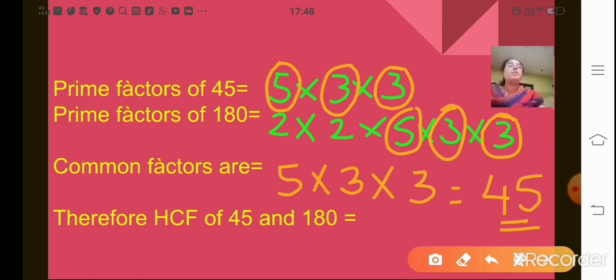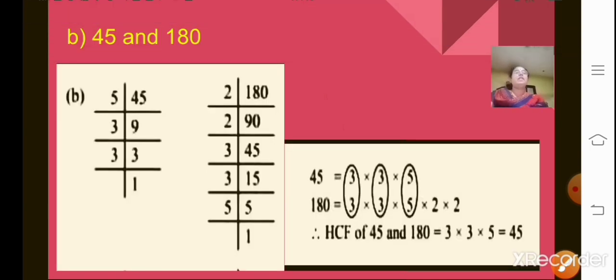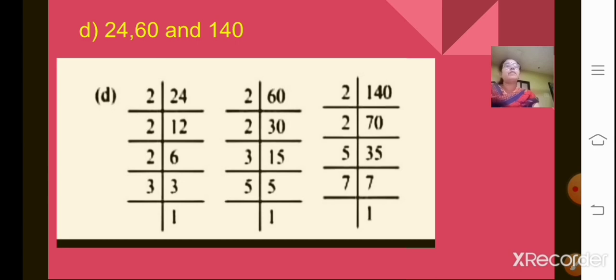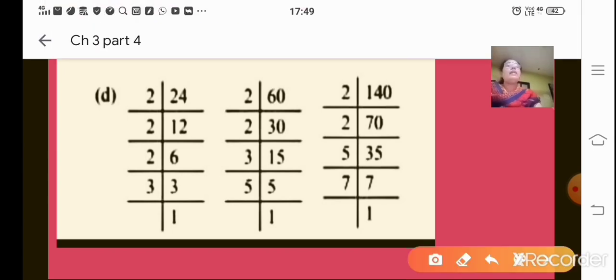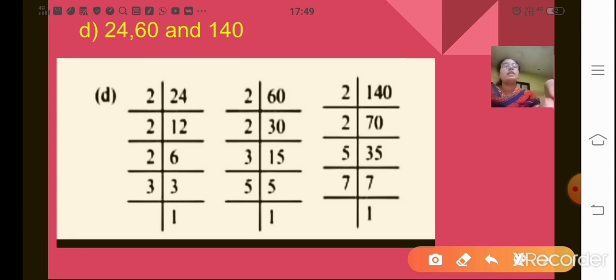Okay, so first you have to find the prime factors of the numbers, and then from those prime factors you take the common factors and multiply them to find the HCF. Here in this slide I have again shown you the working so that you can copy it down in your notebook. Now coming to the next sum, D. Again you have to find the HCF of 24, 60 and 140. So take 2 as a prime number.